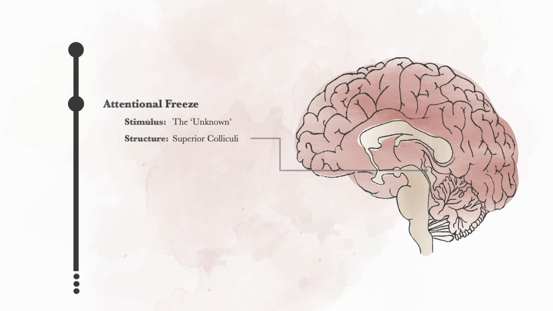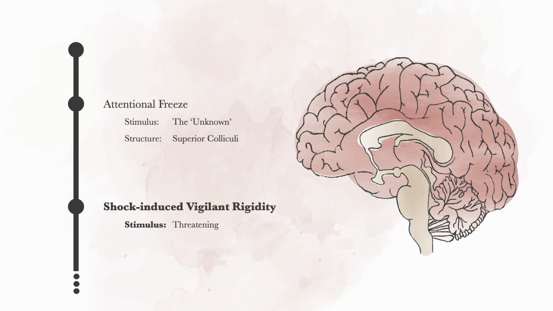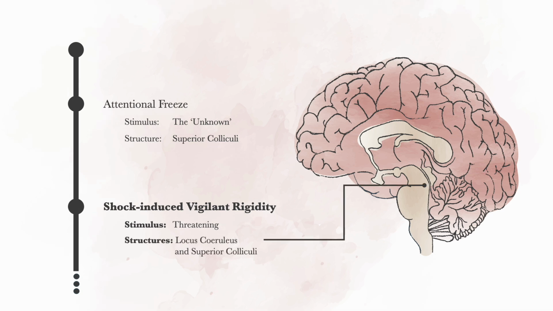When something potentially threatening does capture our attention, a threatening look, a loud bang, a sudden movement in the darkness, there can then be what Frank Corrigan calls vigilant rigidity. It is hypothesized that this is shock-induced with involvement of the locus coeruleus. Sensitization of the superior colliculi by the locus coeruleus maintains a hypervigilance to related stimuli and an increase in muscle tone. Other brainstem structures are also involved.